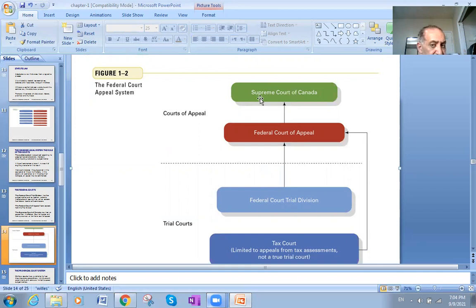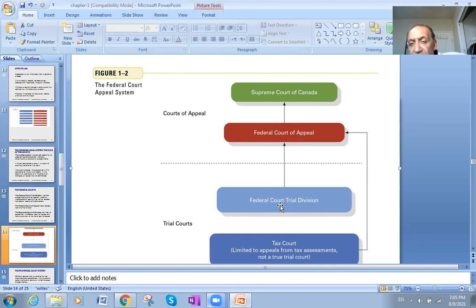And like you see here, it's on the top of the array of the courts, the Supreme Court of Canada. Then down from it we have the federal courts of appeal. This graph sums up all what we talked about before. So the Supreme Court of Canada, and those are the federal courts of appeal. Then the federal court trial division. Those are the federal courts trial.